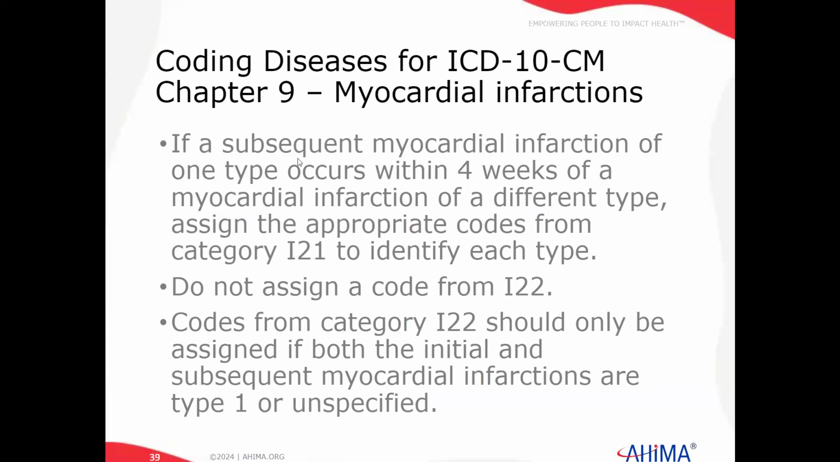And if a subsequent myocardial infarction of one type occurs within 4 weeks of a different type, we would assign the appropriate code, right? And again, the big take home that you need to realize from this slide is we're only going to use that I-22 code if both the initial and the subsequent are type 1 or unspecified.